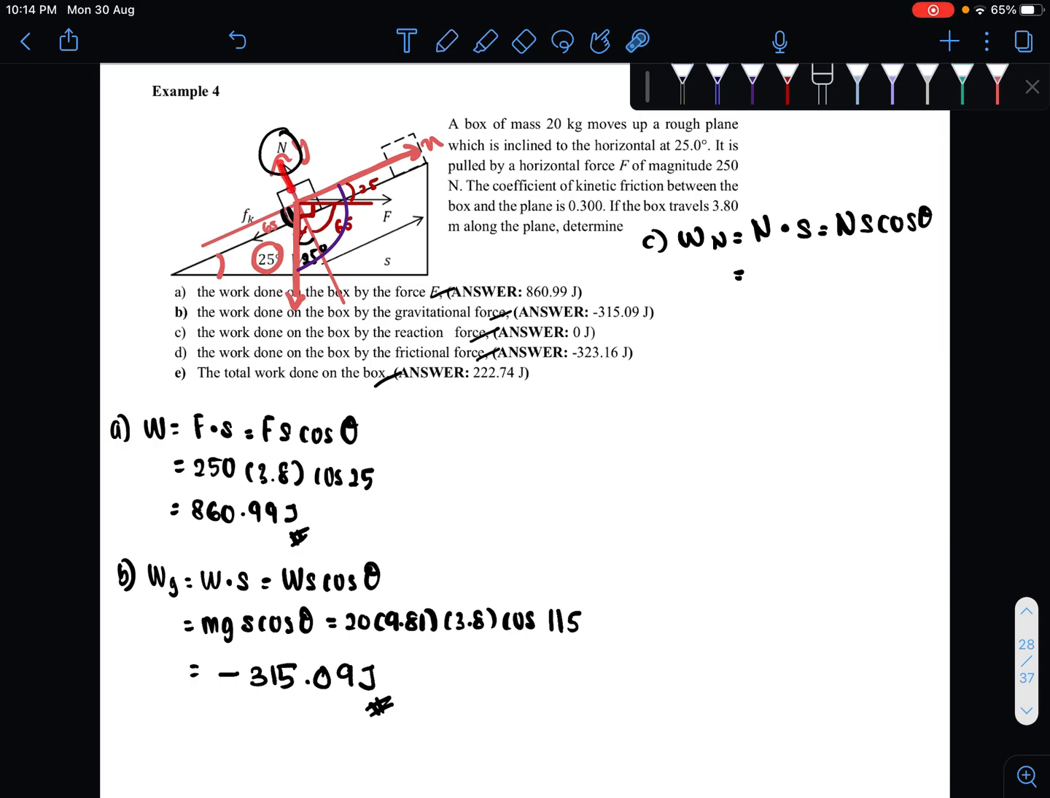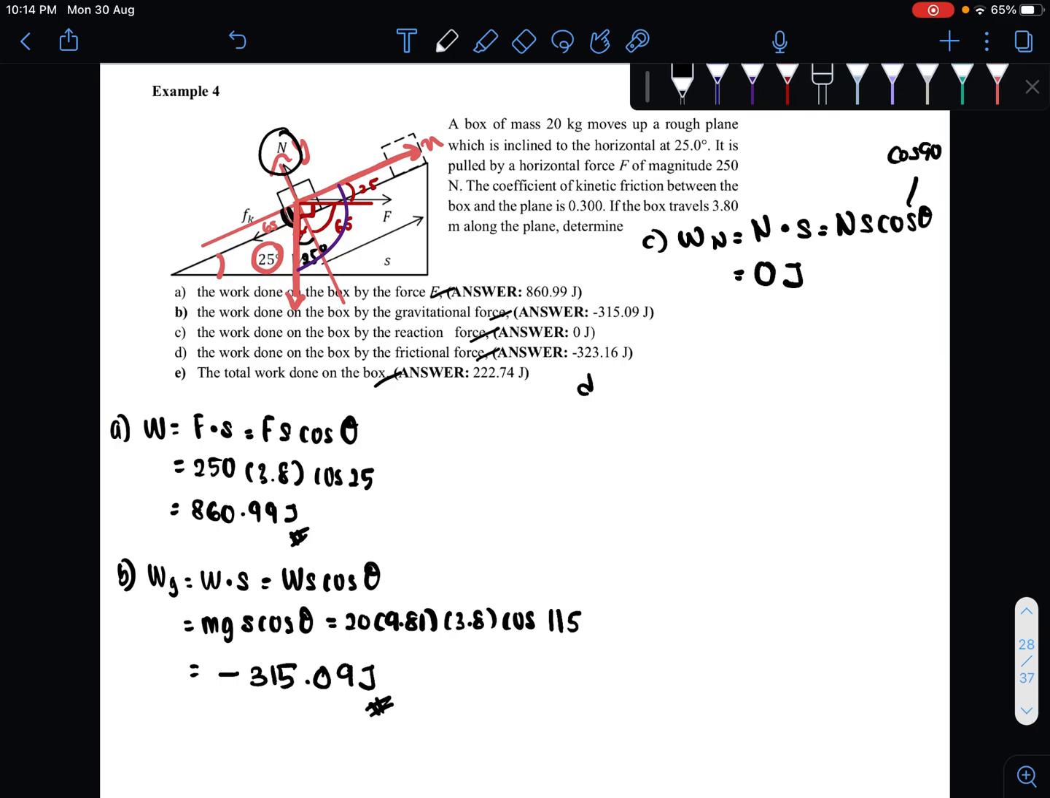What is the theta between the normal force and the displacement here? The object is displaced along the x-axis and the normal force is along the y-axis. As you can see, the angle between them is 90 degrees. Cos 90 gives you 0. Anything multiplied with 0 is 0. So don't bother finding the normal force. You can straight away write it as 0 joule here.